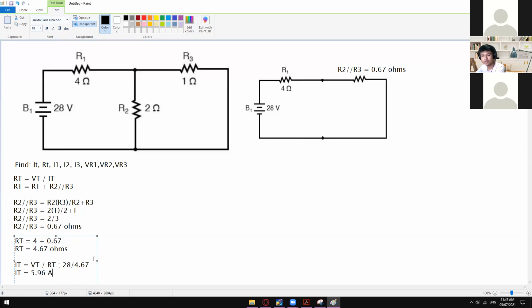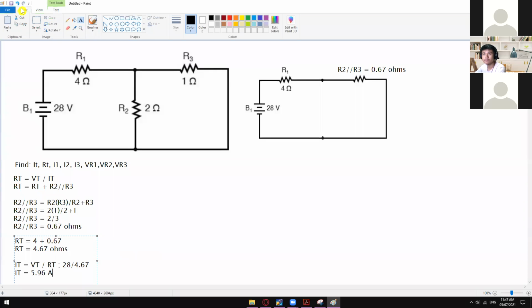So please check also if I, or if we, have the same result. Okay, verify my answer, just in case I put an incorrect answer or incorrect result here, so that we can correct it right away. Okay, so that's the I total.